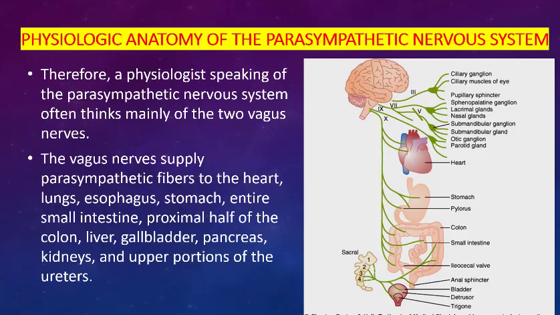The vagus nerve supplies parasympathetic fibers to the heart, lung, esophagus, stomach, entire small intestine, proximal half of the colon, liver, gallbladder, pancreas, kidney, and upper portion of the ureter. You can see here the parasympathetic cranial, the vagus, supplies organs in the thorax and the whole gastrointestinal tract.